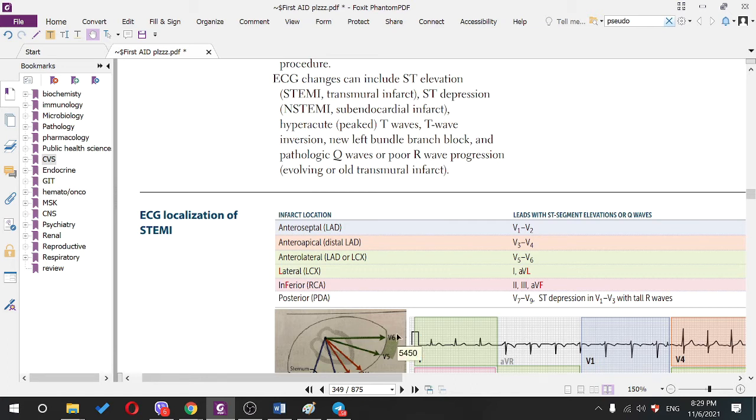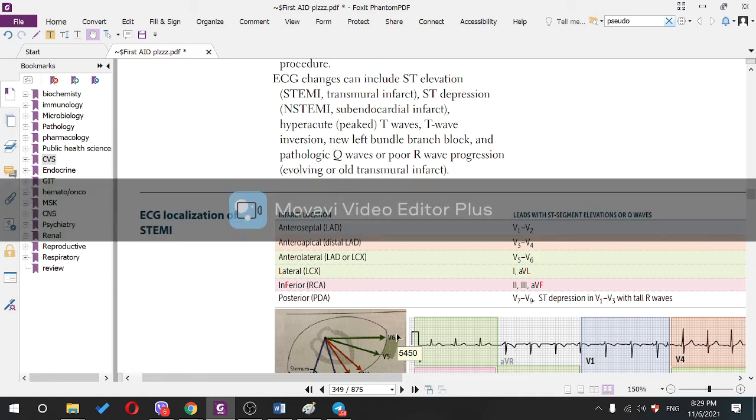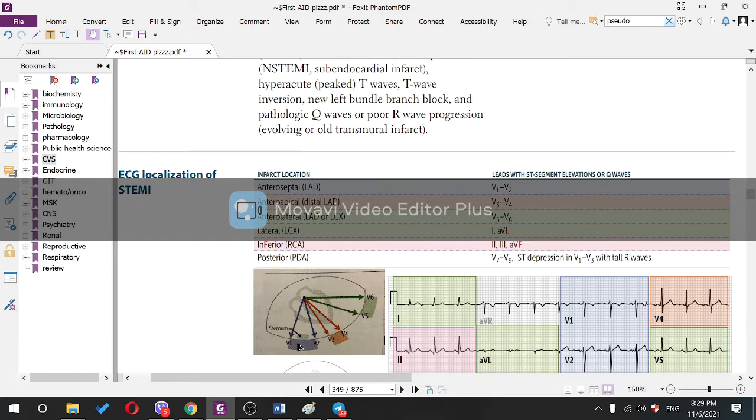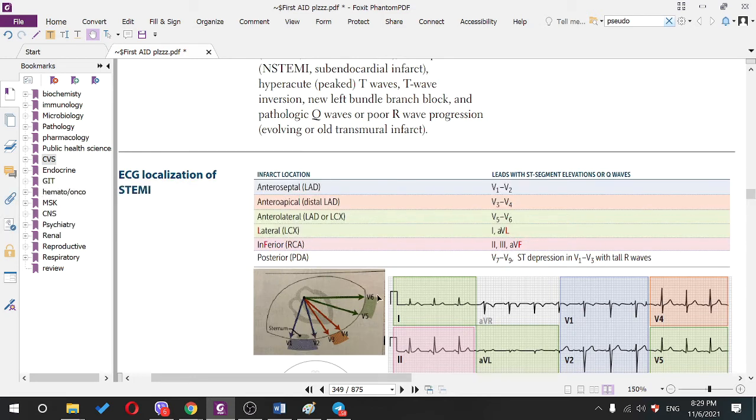You must know one thing about posterior MI, that you have to suspect it how. You look at the reciprocal lead. What is the reciprocal lead? For example, if someone has an ST segment elevation in V1 and V2, he will have an ST segment depression in V6 and V5.